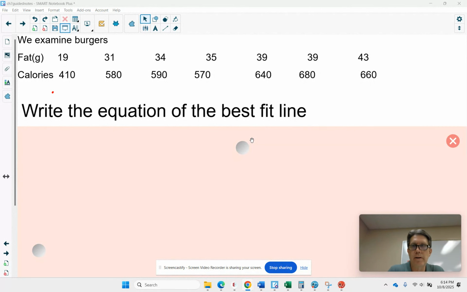Okay, third video, we're going to have a video on residual plots. So make sure you have either your calculator or Desmos. Again, I'm going to try to do both. We'll try to do it fairly quickly. So we're going to examine these burgers. So if you would pause your video, take a moment to type these in.